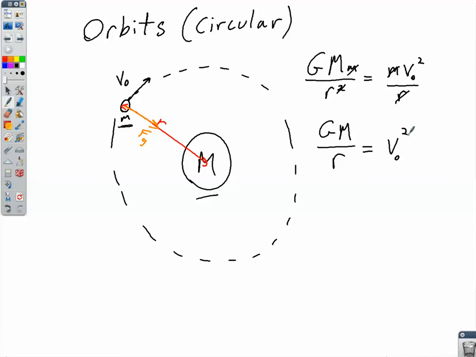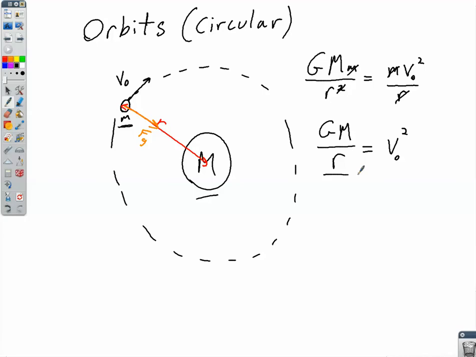So this equation is great. It relates the velocity of something in orbit to the mass of the thing it's orbiting around and the distance it is from the center of mass of the object it's orbiting around. So this is very handy when we're talking about orbital mechanics.